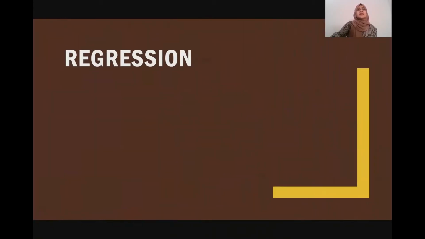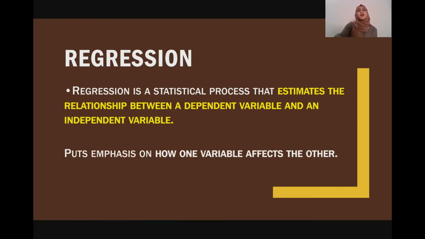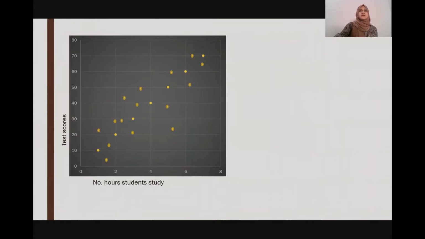Okay. Now we talk about regression. Regression is another statistical process that estimates the relationship between a dependent and an independent variable. So it puts emphasis on how one variable would affect the other one, sort of like a cause and effect. Here is another scatter plot, and it's to do with the number of hours a student studies and test scores on the y-axis. So regression helps us predict values.